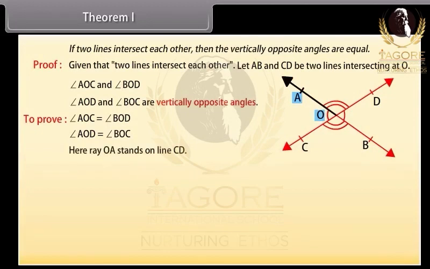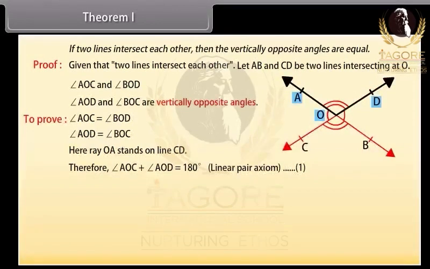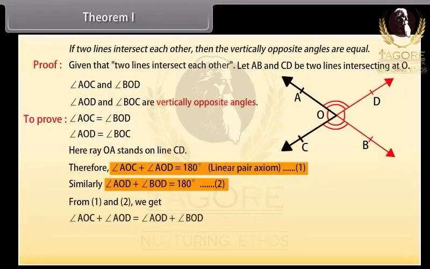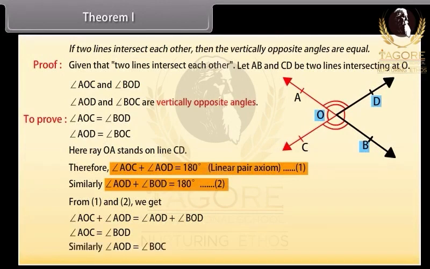Now, ray OA stands on line CD. Therefore, angle AOC plus angle AOD is 180 degrees. Linear pair axiom, mark it as 1. Similarly, angle AOD plus angle BOD is equal to 180 degrees. Mark it as 2. From 1 and 2 we can write angle AOC plus angle AOD is equal to angle AOD plus angle BOD. This implies that angle AOC is equal to angle BOD. Similarly, it can be proved that angle AOD is equal to angle BOC.